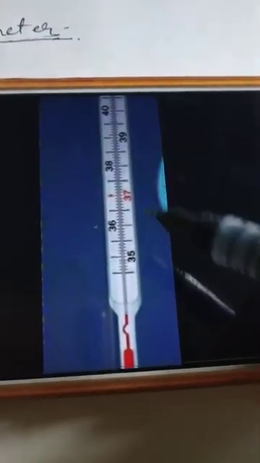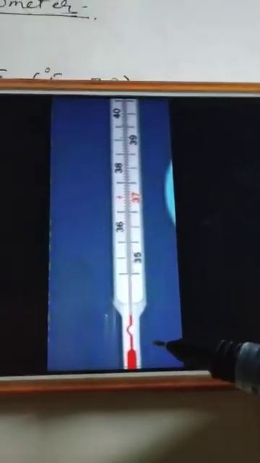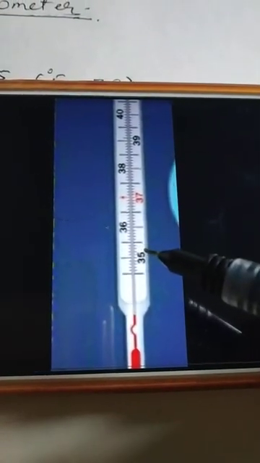Let's see the picture of a thermometer. This is a thermometer. By using this we can measure the temperature of any body. It is made up of a thin, long and uniform glass tube called the capillary. And it has a bulb, you can see here, at one end which contains a liquid. This liquid can be either mercury or alcohol, which is used for measuring temperature.